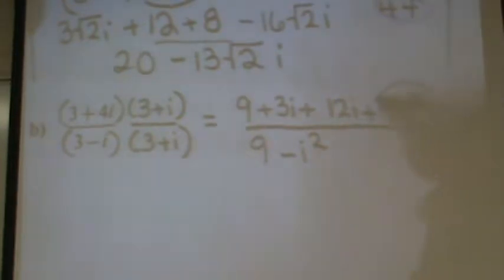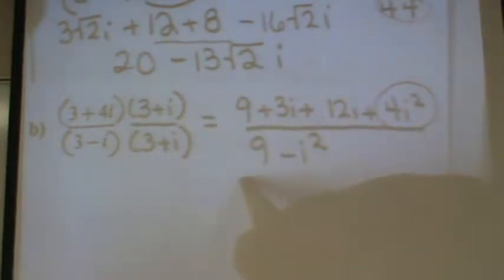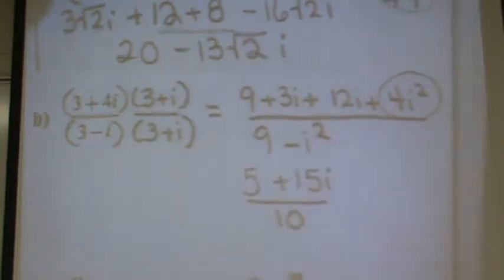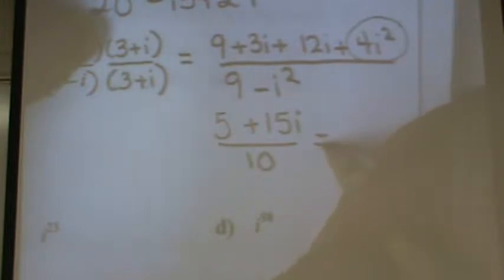I always start back here. What does that 4i squared become? Negative 4, with 9 is 5, plus 15i over 10. Good job. Now, if you can simplify, is there a number that you can think of that goes into 5, 15, and 10? Let me have it. 5. What's your final answer? 1 plus 3i, and then over 2.